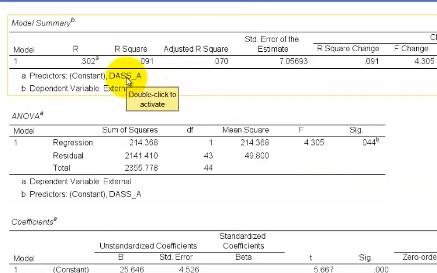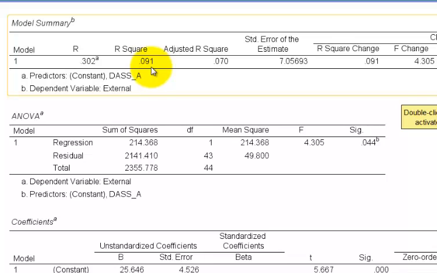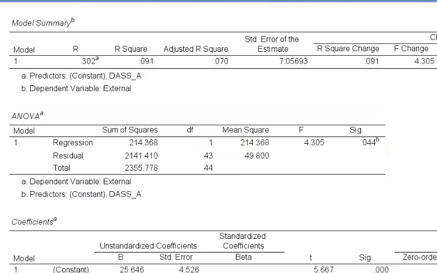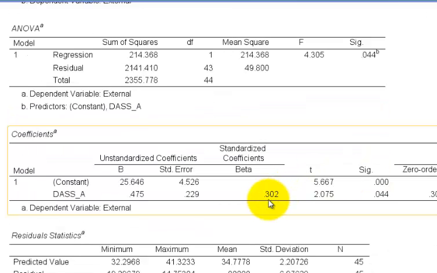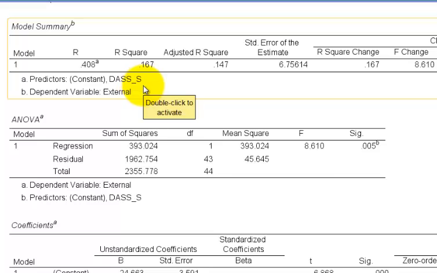Okay. Here's another one. So DASS-A, anxiety, does predict external eating, right? It is significant. And the R squared is not that big, but again, it's significant, so it means something. And your beta weight is probably smaller. There it is, it's like 0.3, which is still impressive to me. And here's another one with external eating. DASS stress is a viable predictor of external eating, right?